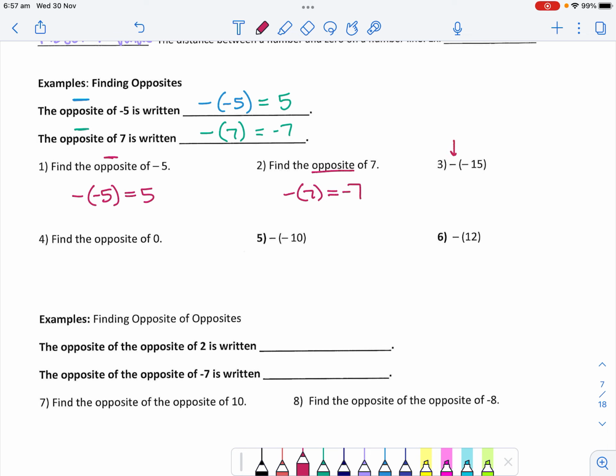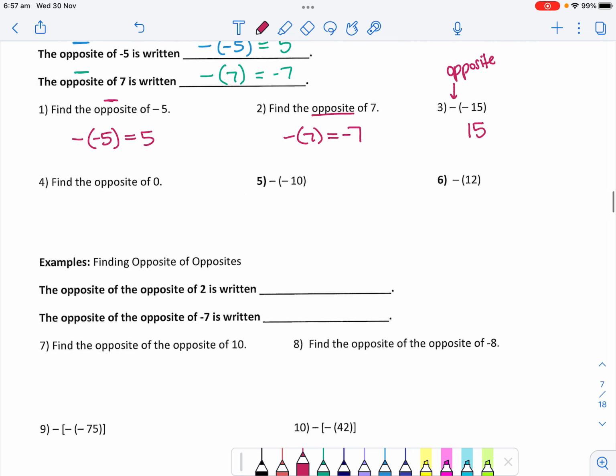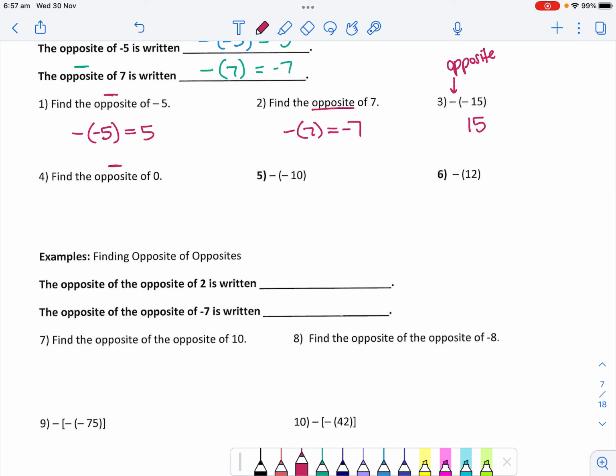This one is the opposite of -15. The opposite of -15 is +15. The opposite of 0, remember that 0 is not positive or negative, so 0 just stays 0. We don't have to add a negative sign to the front of 0 because 0 is not negative or positive, it's the middle. Again, this is the word opposite right here. So the opposite of -10 is +10. And the opposite of 12 is -12.